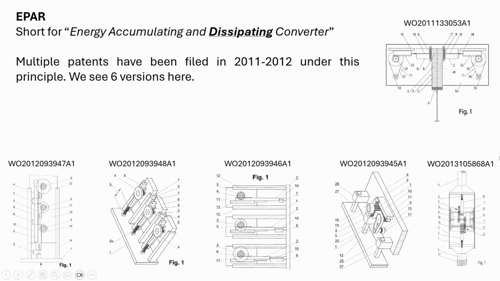Question 3. What about the polished device, EPAR? Is that the same thing? No. The EPAR, which is short for Energy Accumulating and Dissipating Converter, as the name suggests, dissipates energy. That makes it a damping device, not a pure energy storage device like the inerter.